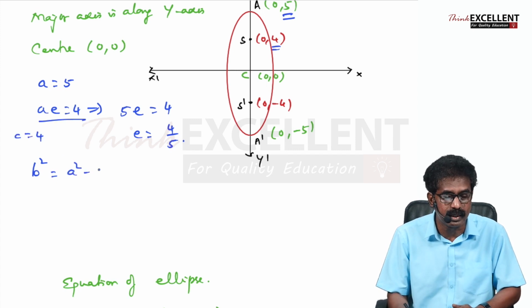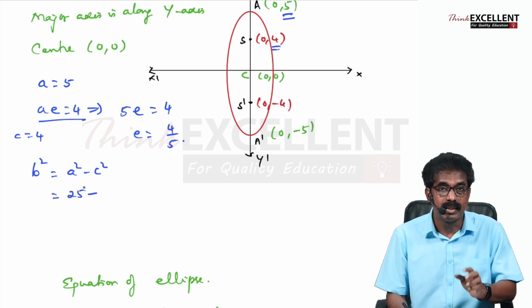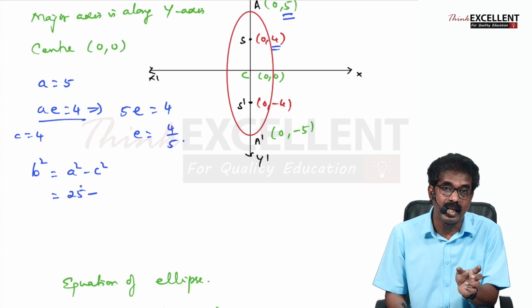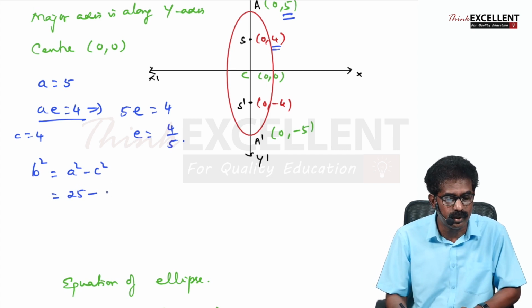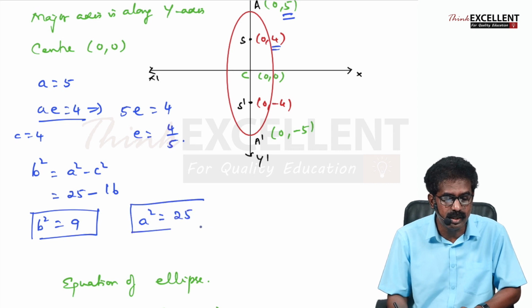A square minus C square. What is A square? 5 square, 25, minus C square. C square means it is AE the whole square. AE value 4, 4 square is 16. So B square is 9. And A square is equal to what? A value 5, 5 square is 25. So both the values you got.